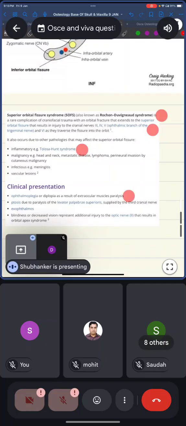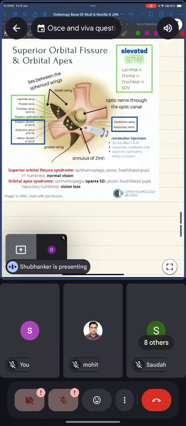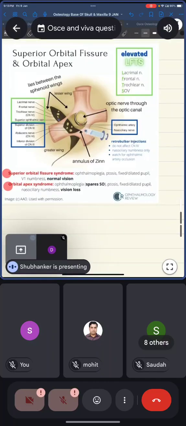And how will it present? It will present to you as ophthalmoplegia, ptosis, exophthalmos. Now, the fourth point is important. Why is it important? Blindness or decreased vision due to the optic nerve involvement results in orbital apex syndrome. They'll ask you this thing. Second part. What is the difference between superior orbital fissure syndrome and orbital apex syndrome? This is the difference that you have to remember.